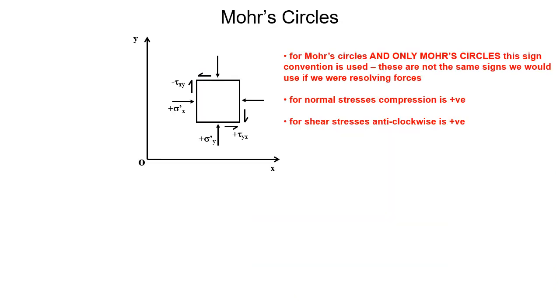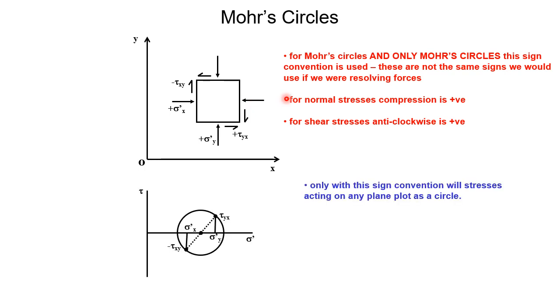So before we do our lower bounds, we need to revise our Mohr circles. Remember, for Mohr circles and only Mohr circles, we use a funny sign convention in which compressive stresses are positive, like these. Anti-clockwise shear stresses are positive, but clockwise shear stresses are negative. You would not use the same sign convention if you were resolving forces, because that might be a positive force and that a negative force. But we're not. We're drawing Mohr circles, and only if you use this sign convention will the stresses acting on any plane plot as a circle.